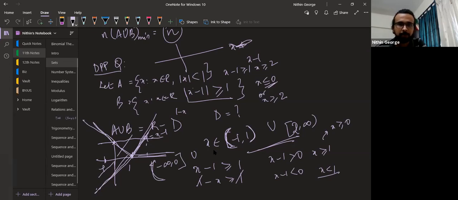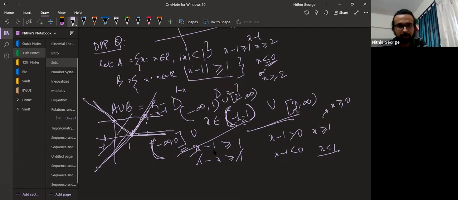Now, the point here is this and this, there will be common points. So this is basically minus infinity to 1 union 2 to infinity. So D here will be 1 to 2, not included. This will be the value of D.